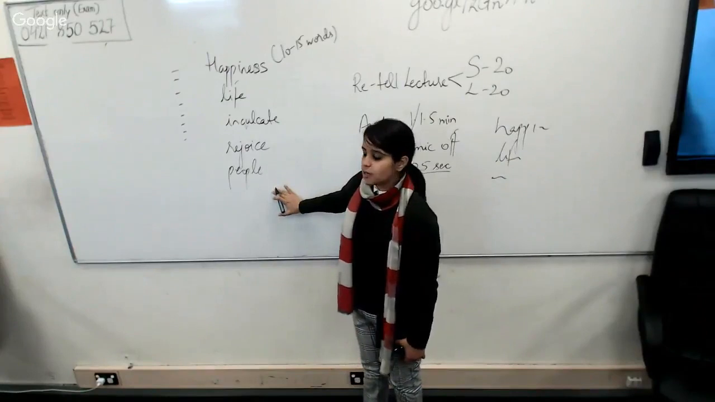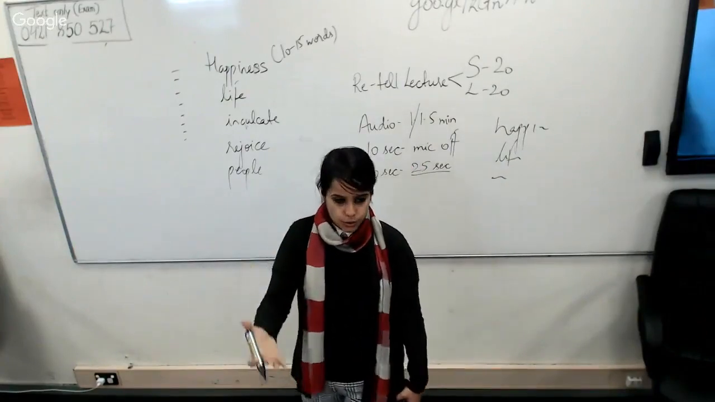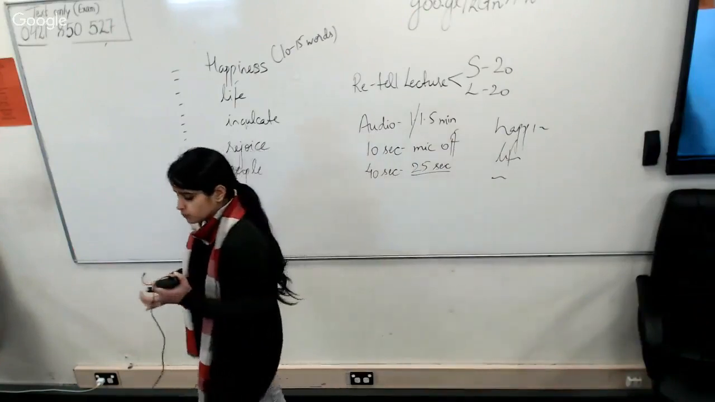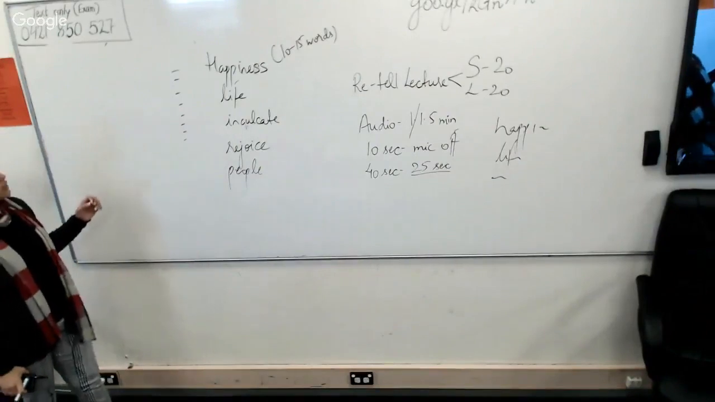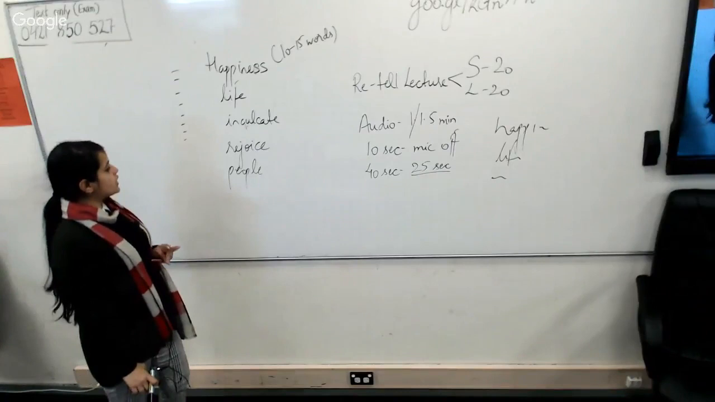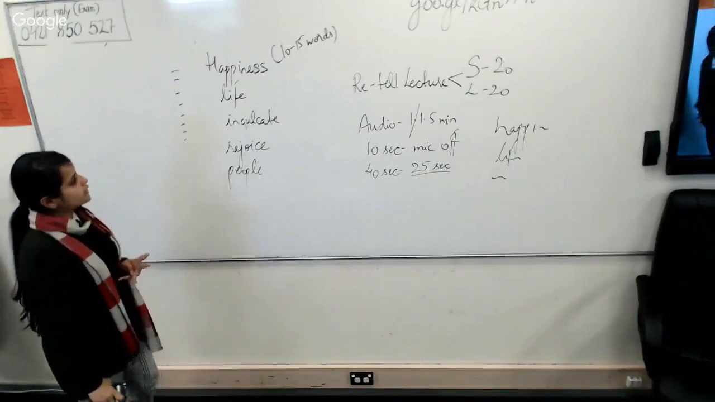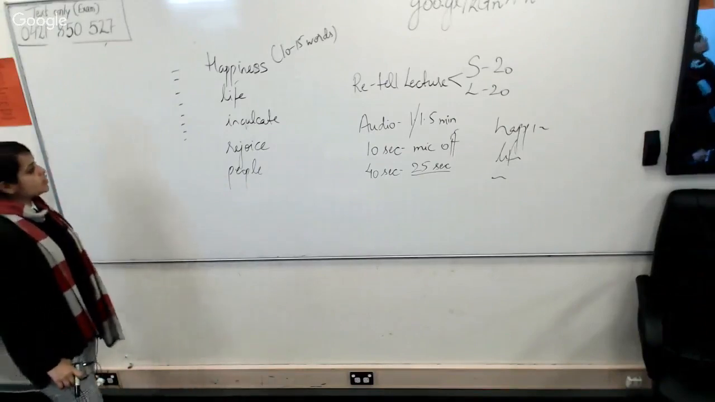You don't need to make any proper story. You don't need to tell everything about the audio. So how can you go about it? I heard a very interesting lecture. He mentioned happiness, life, inculcate, rejoice, and people. In the second part, he discussed happiness, life, inculcate, rejoice, and people. I also heard a lecture, audio 10 second and 40 second. In the third part, he talked about happiness, life, inculcate, rejoice, people.